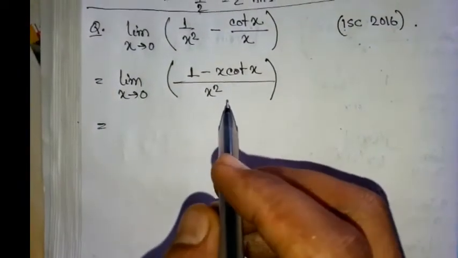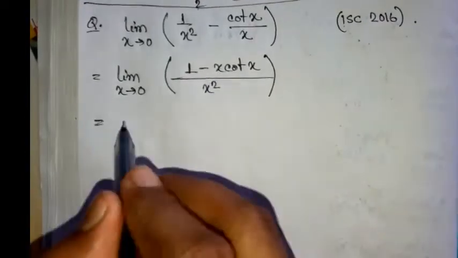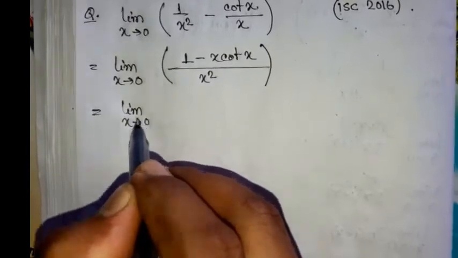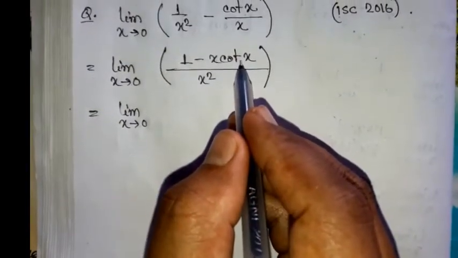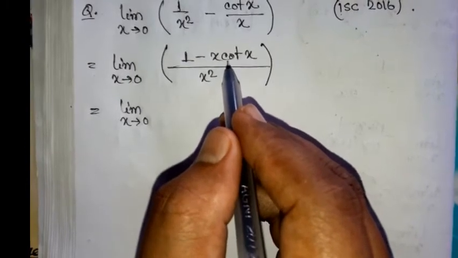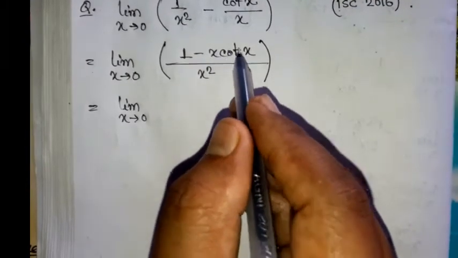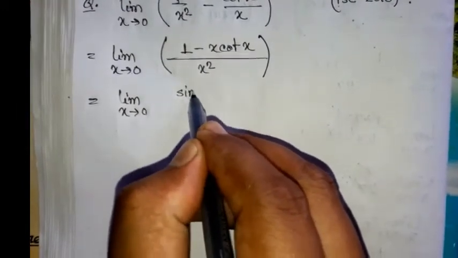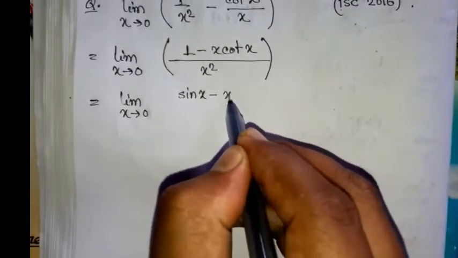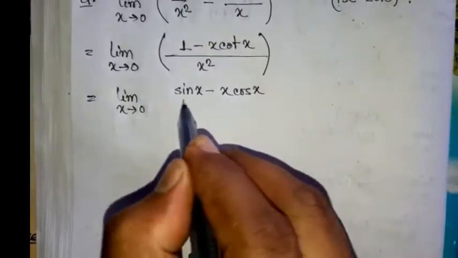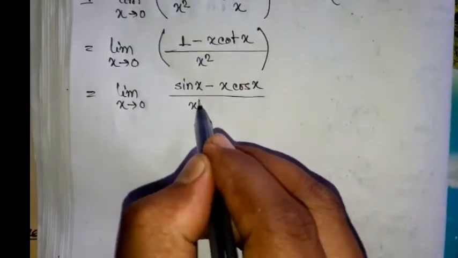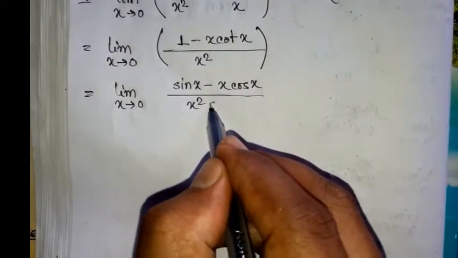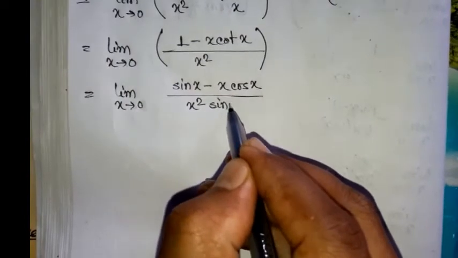Okay, to identify the indeterminate form, just simplify it. To simplify it, I am converting this cot in terms of cos and sin. Then it will be cos x by sin x, so x cos x by sin x. After that, if you consider LCM, then finally you will get (sin x minus x cos x) by x square sin x.